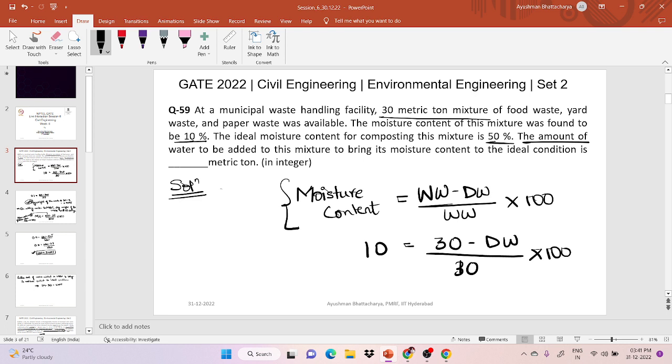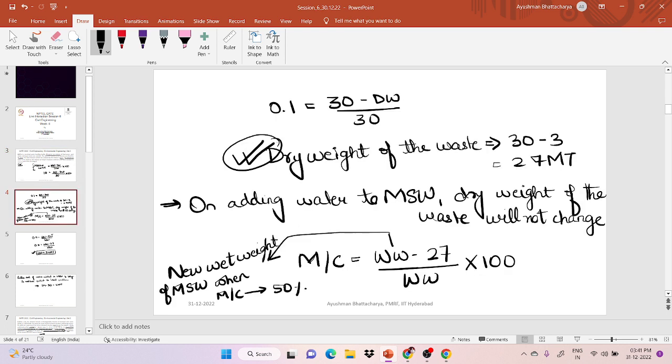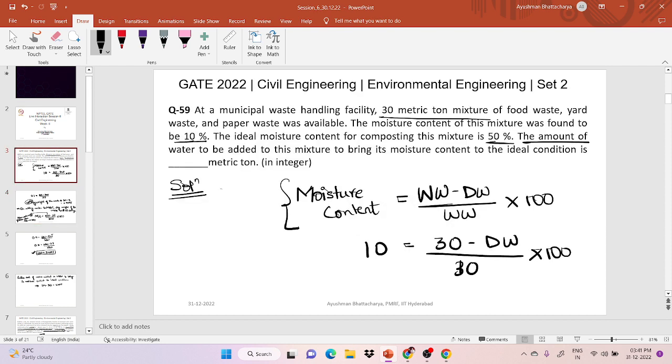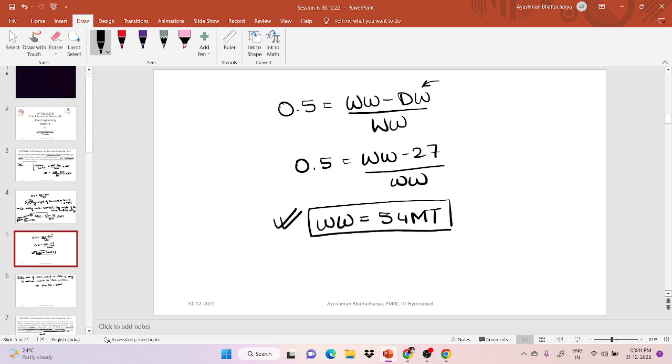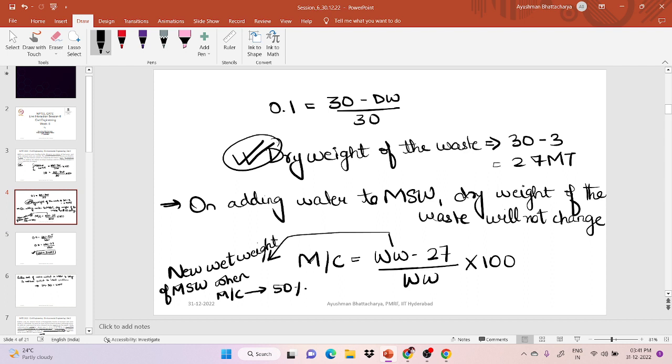So once we calculated the dry weight, since the question says that the ideal moisture content for composting this mixture is 50%, we then calculated the new wet weight of the municipal solid waste when the ideal moisture content will be 50%. We used the value of the dry weight to calculate the new wet weight of the municipal solid waste when moisture content has to be 50%.